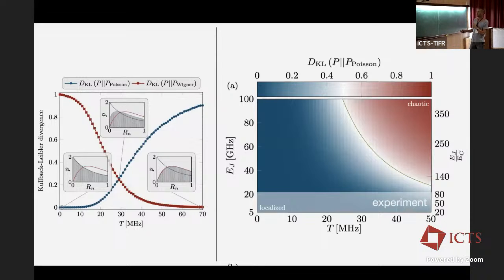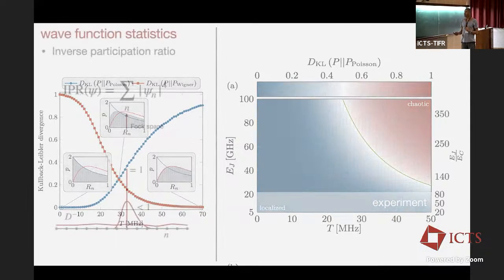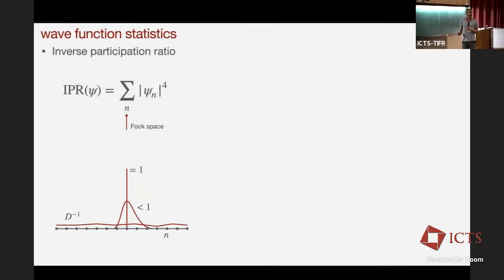The chaotic zone, where you are close to a Wigner-Dyson distribution, is relatively far from the experimental reality. But let's now be a little bit more careful and look at another indication of chaos, which is actually closer to what we want to do. We want to work with states. States are what we use to store information in. And what we can probe is how extended states are in Fock space.